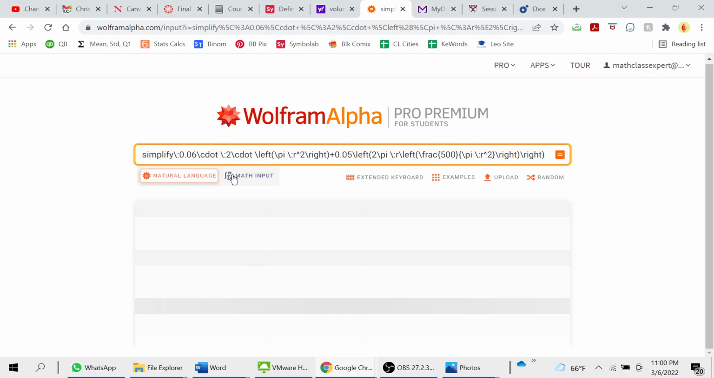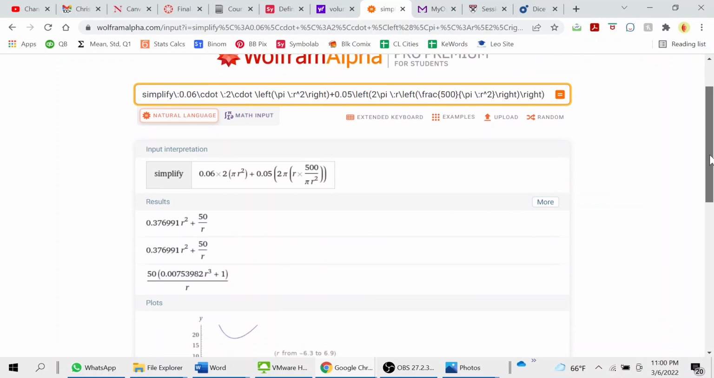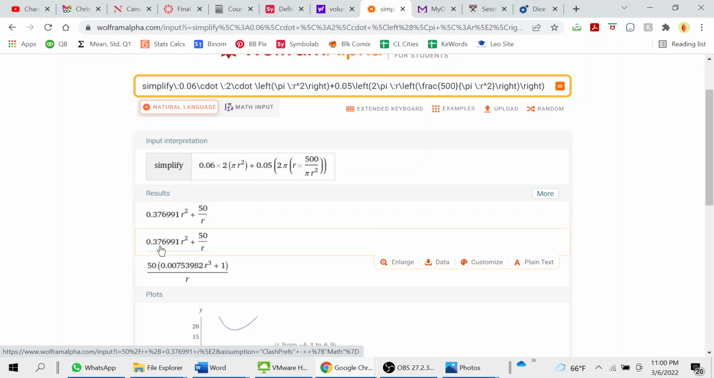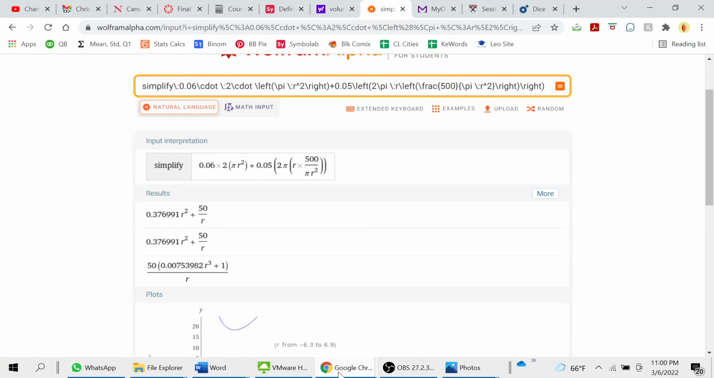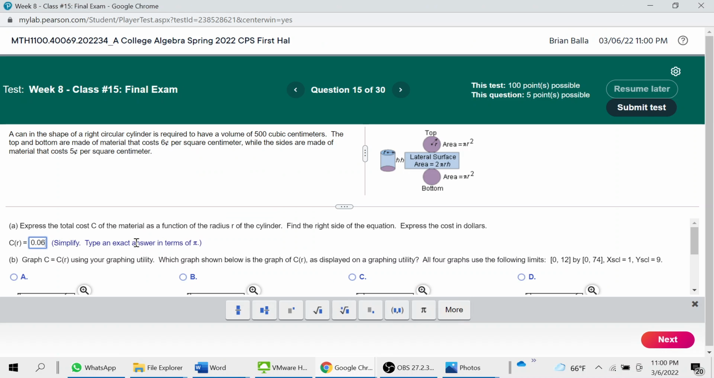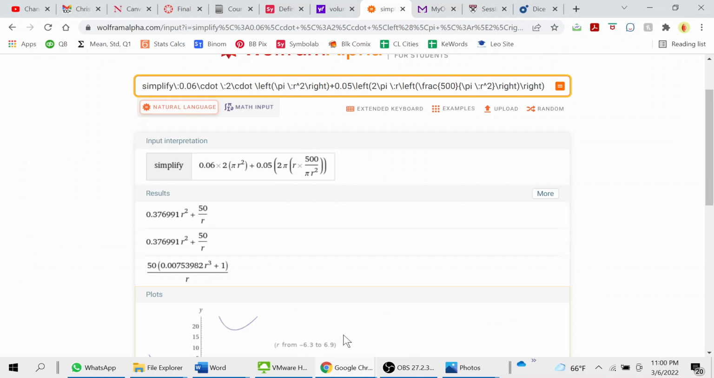I know this looks like gibberish, but it's really good. Yeah, it's really good at calculating stuff like that. Perfect. So that's what it looks like. Simplify. Type an exact answer in terms of pi. Oh, it didn't put pi there.